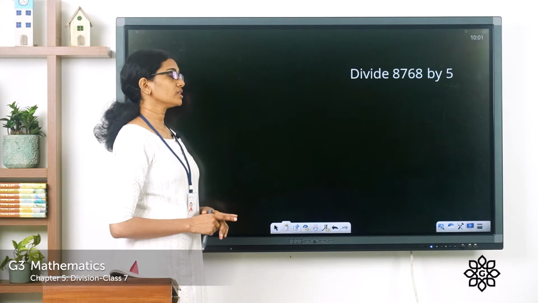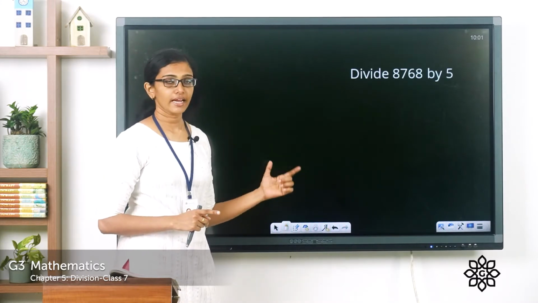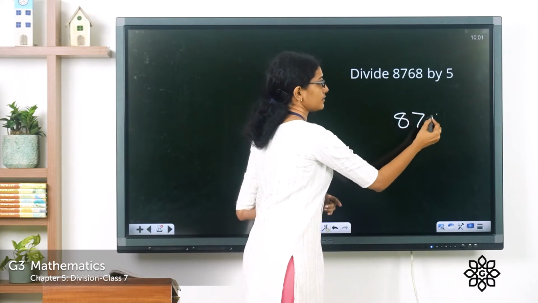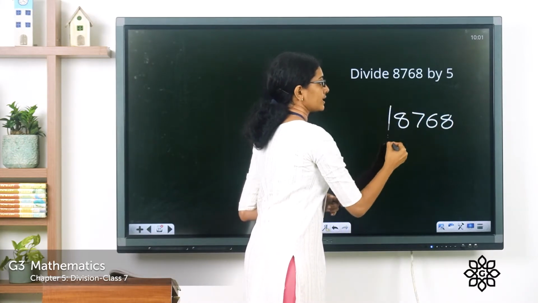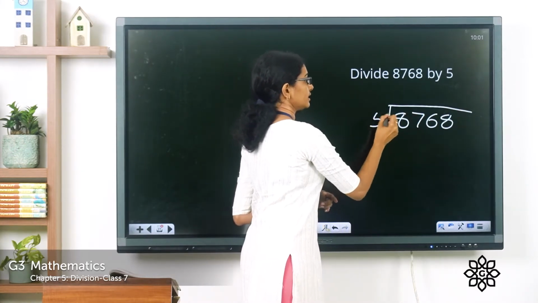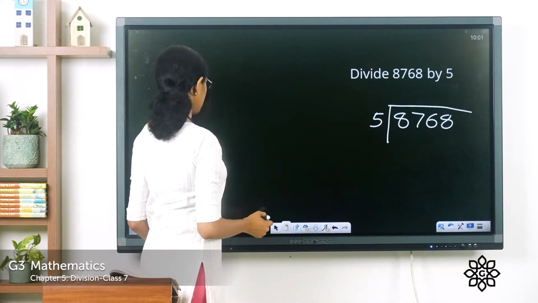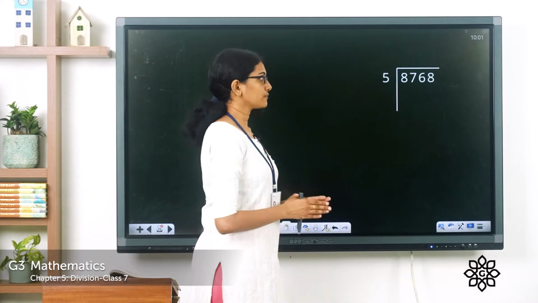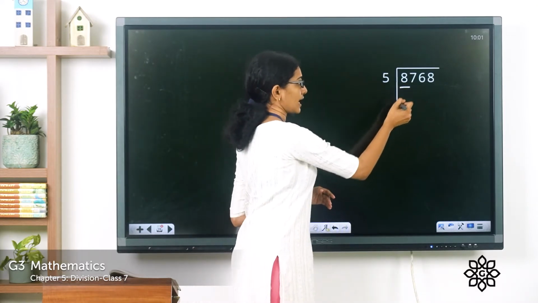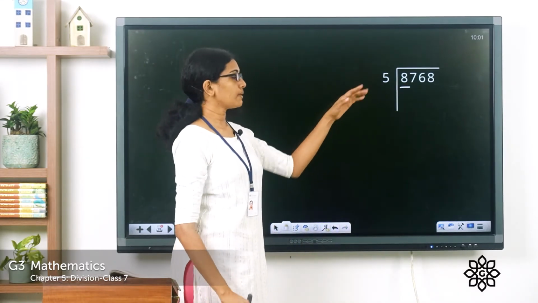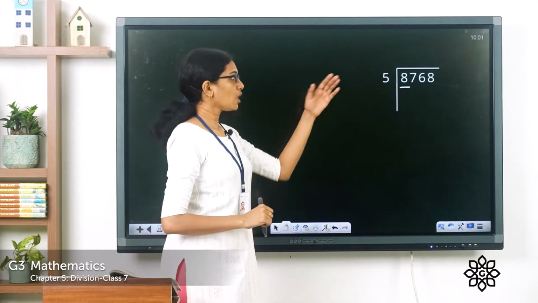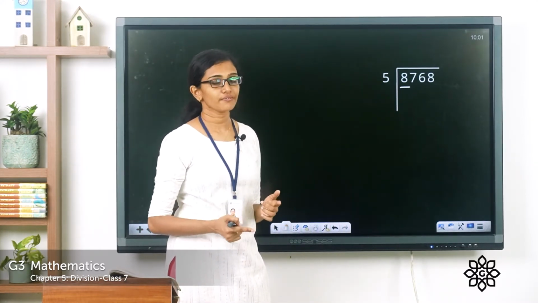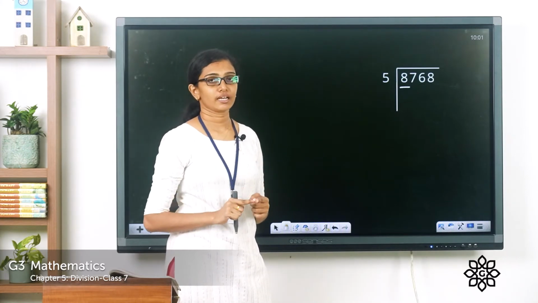Divide 8768 by 5. So we have the 4-digit dividend here divided by a 1-digit divisor. So first write the given numbers in the proper format. Now let's consider the first digit of the dividend, which is 8. 8 divided by 5. So how many 5's will fit in this 8? 5 1's are 5, but 5 2's are 10.